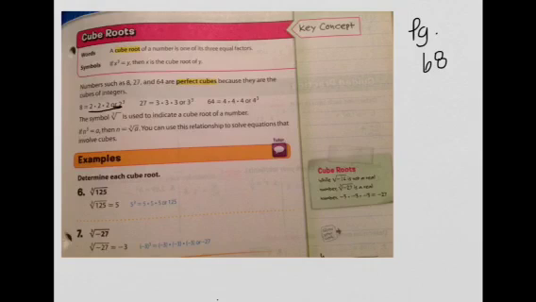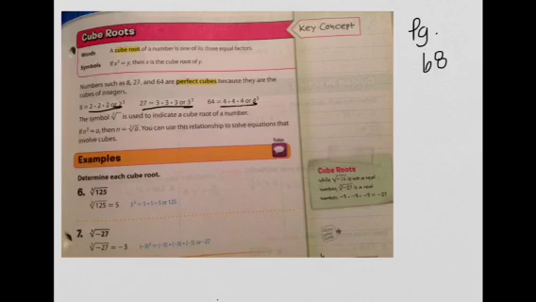27 is 3 times 3 times 3, or 3 cubed. 64 is 4 times 4 times 4, or 4 cubed. So when we find the cube root, we're going to use the cube root button on our calculator. You're going to punch in the cube root of 125, and you're going to see that it's 5. And as a reminder and a check, 5 times 5 times 5 is 125.